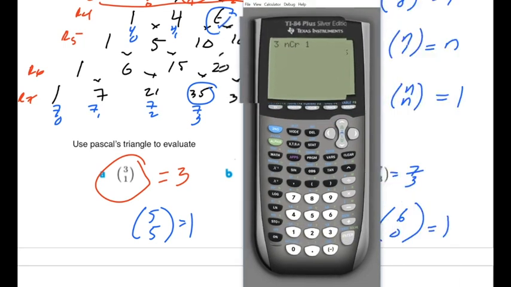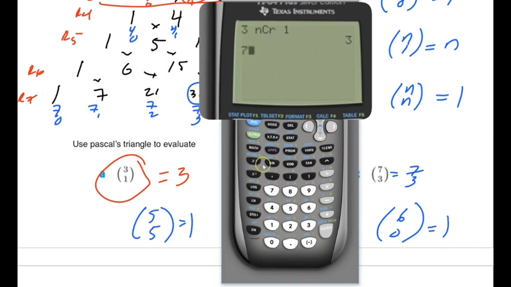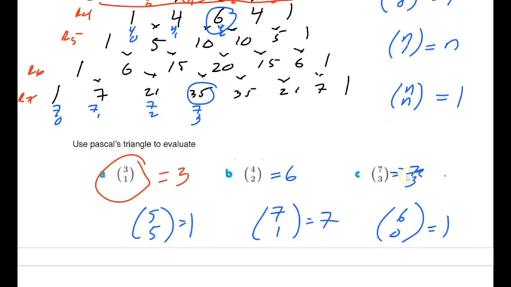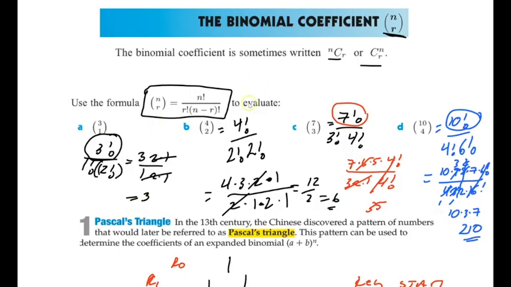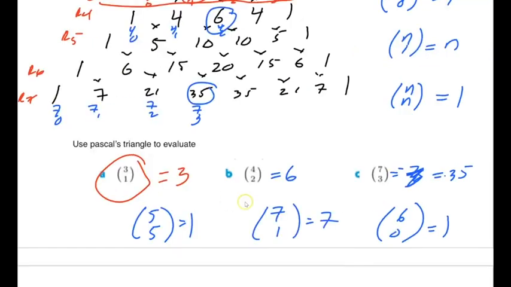Let's look at 7, 3. I'm going to put 7, math, nCr, 3, 35. So lots of ways to do this. Why don't I put 7 over 3? By hand, I expect you know how to do it, Pascal's triangle if you prefer, or with the calculator.